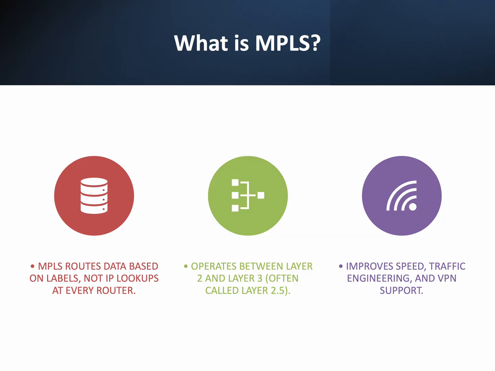So what exactly is MPLS? MPLS routes data based on labels instead of IP lookups or IP addresses at each router, and this differs from the traditional Cisco Packet Tracer models we've been doing with those certain network topologies. It also operates between layer 2 and layer 3, which is also known as layer 2.5, and it improves speed, traffic engineering, and VPN support.